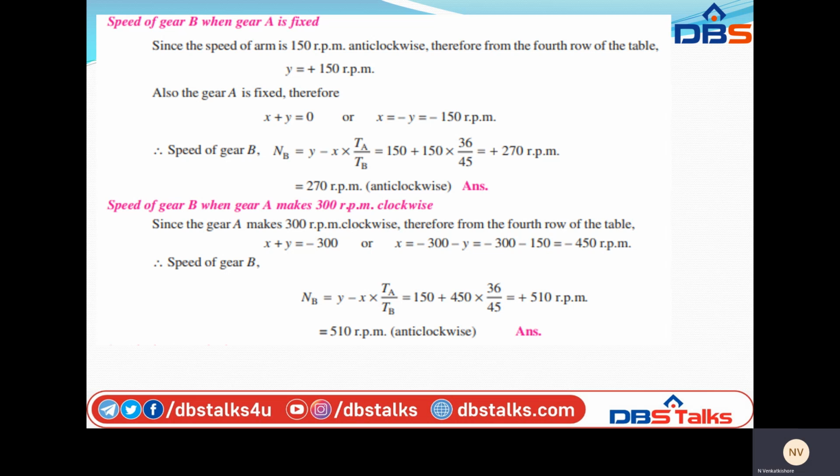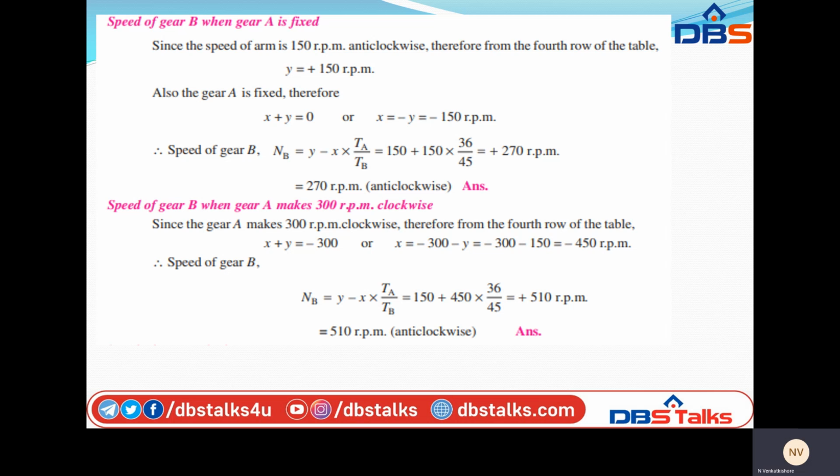Y is called the speed of arm, that is 150. Y is equal to 150. So minus 300 minus 150 is equal to minus 450 rpm. Minus means clockwise direction.